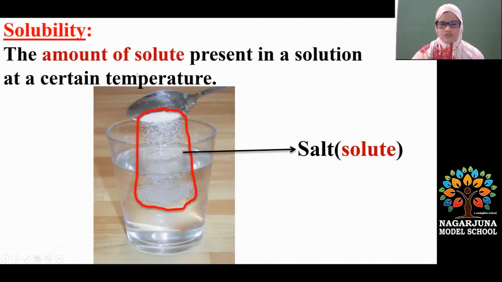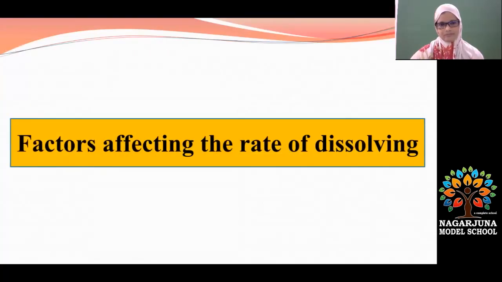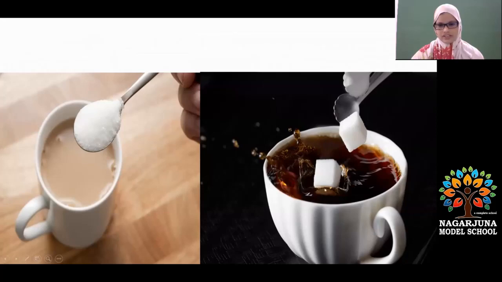The amount of solute present in a solution at certain temperature is called its solubility. Children, repeat along with me. The amount of solute present in a solution at certain temperature is called solubility. Let's know the factors affecting the rate of dissolving. Let's check them.